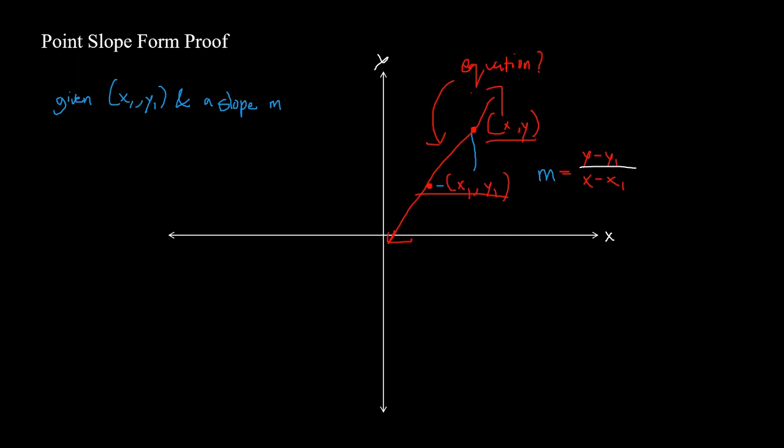Now we can rearrange this equation to get y minus y1 is going to be equal to m multiplied by x minus x1. We know this equation is true because we just multiply both sides by x minus x1 in this equation. So that's how we got the second equation. This is pretty much the formula for point slope form: y minus y1 equals m times x minus x1.